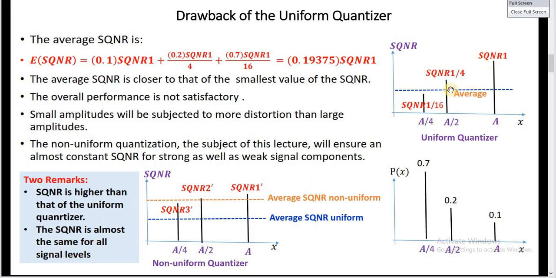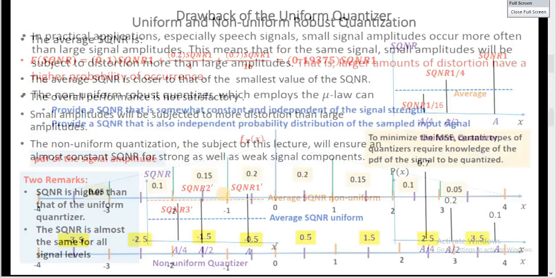That is, we shall not see a scenario like this where the signal to quantization noise ratio varies over a wide range of values. For the non-uniform quantization, the signal to quantization noise ratio is almost the same for strong as well as weak signal components. That is, it provides some sort of uniformity among signal components in terms of signal to quantization noise ratio.